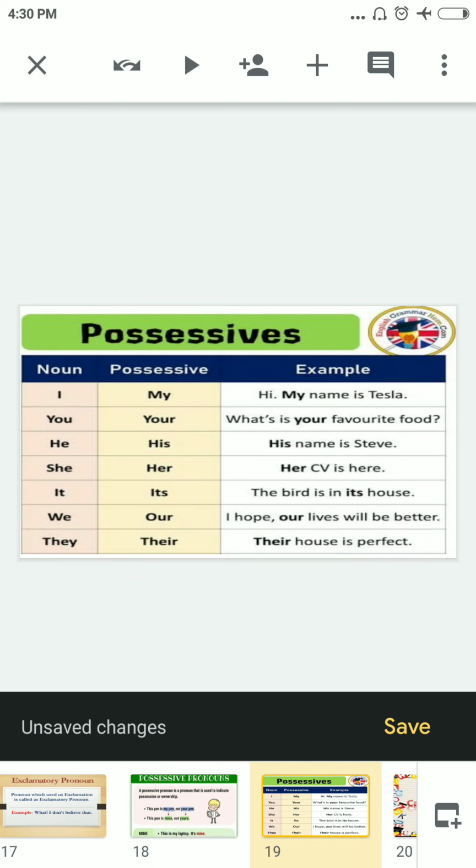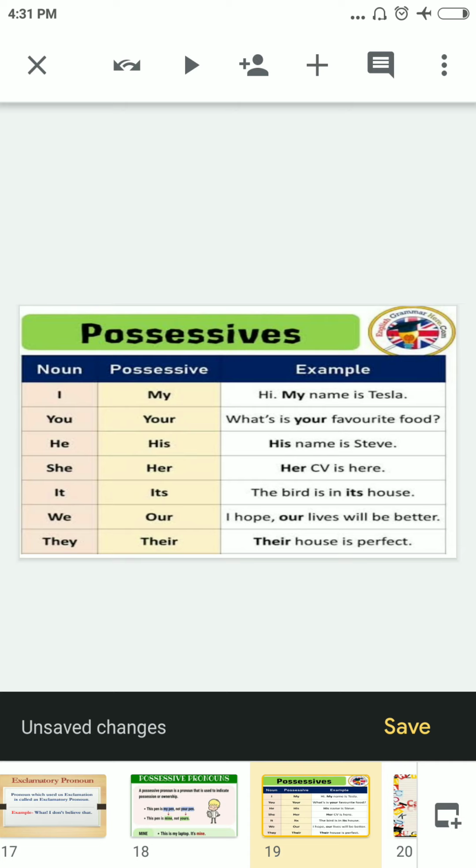So possessives, see, we are having the possessives while we are using as a noun. If I am using I, then in possessive it will change into my. So hi, my name is Telsa. See, if you are using you as a noun, if you are using possessive, then it will become your. And what is your favorite food? That is the example. If I am taking the example of he, then it turns into possessive pronoun his.